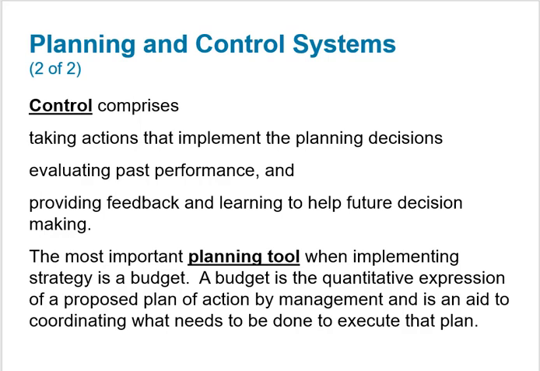So control comprises taking actions, evaluating performance, and providing feedback. So that's like a variance analysis. That's a control feature. The most important planning tool when implementing strategy is the budget. That's the quantitative expression of your plan. This is what management planned to do, and the budget is the quantitative measure of it.